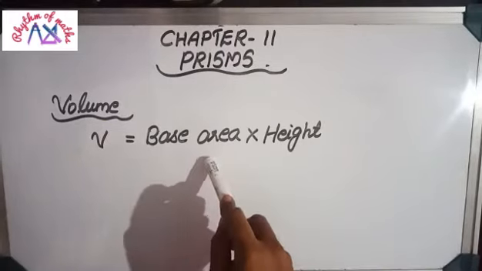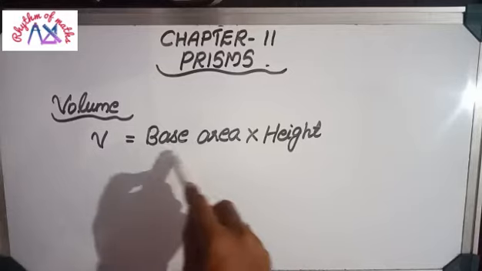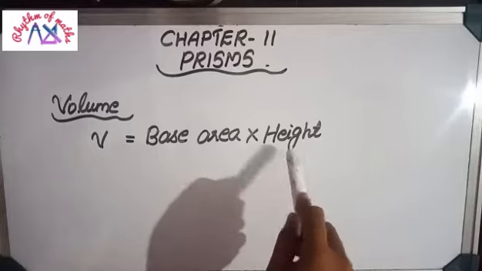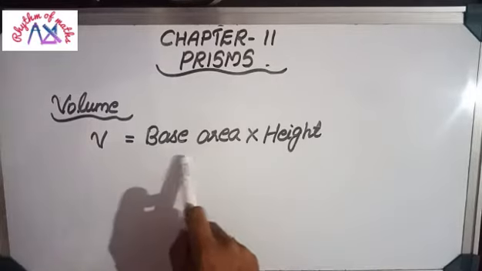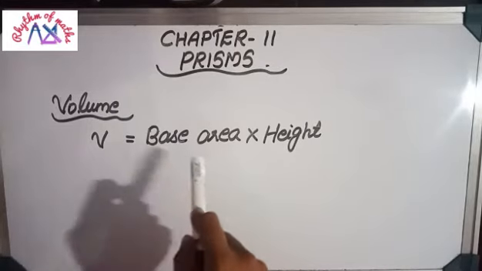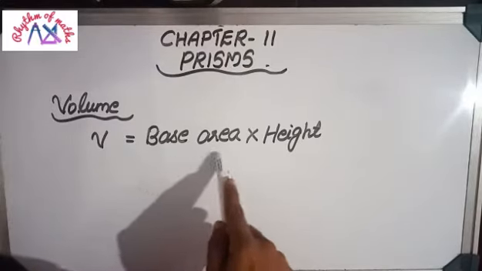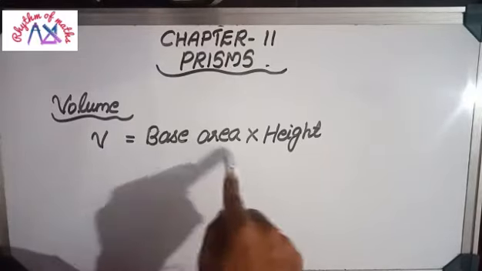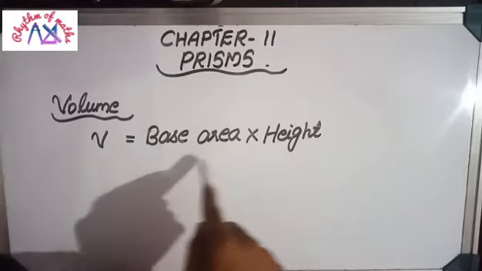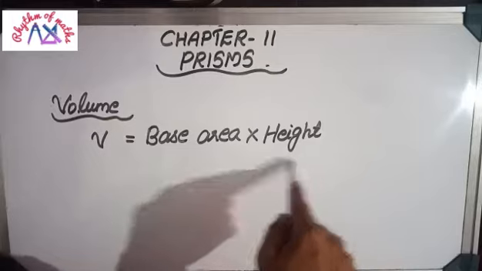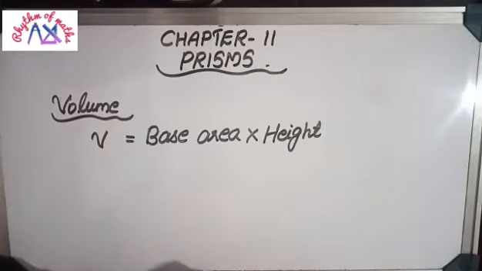Here base area means if it is a square prism, you have to find the area of the square first, then multiply by height. If it is a triangular prism, you have to find the area of the triangle. Whatever the base is, you have to find the area of that base. Triangle, then area of triangle into height. If it is a rectangular prism, area of rectangle into height. This is the equation to find volume.